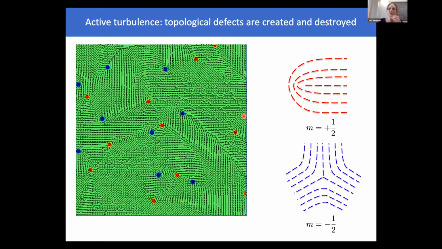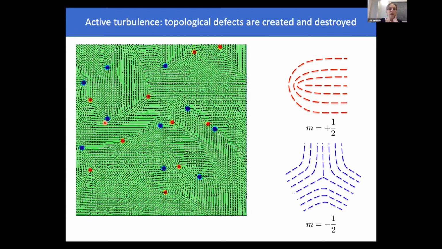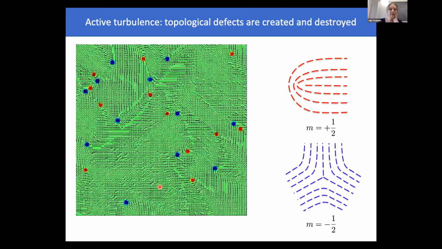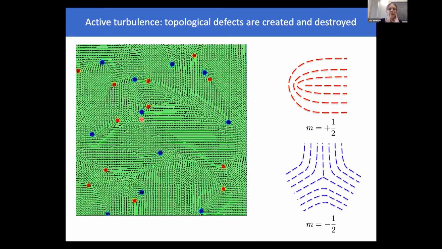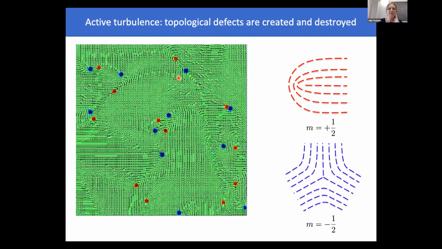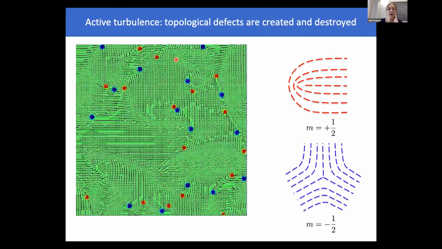What about the topological defects? In a passive nematic, we'd have topological defects, and they destroy each other in pairs till they've all gone away. So let's now follow the defects in this active nematic. The red ones are the +1/2 defects, the comets, and the blue ones are the -1/2 defects with threefold symmetry. So here they are moving around. Okay, so they're destroying each other in pairs there and there and there. But then look up here. They're also being created in pairs.